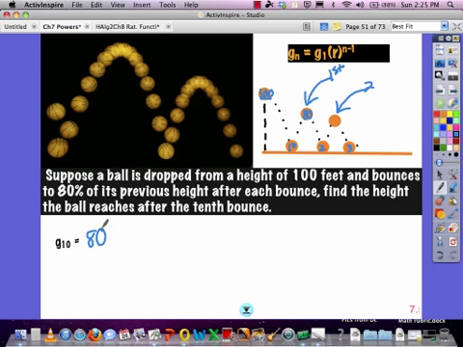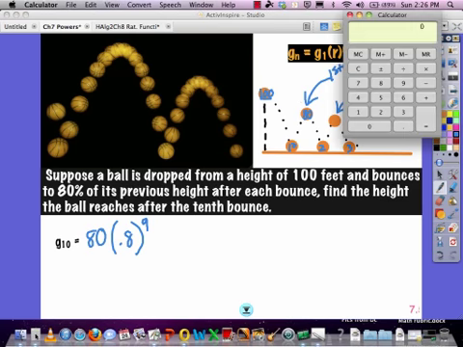And since it says find the height the ball reaches after the 10th bounce, that'd be like saying first term should be after the first bounce, after the second bounce, after. So we've got an 80 for G sub 1. Then we know our multiplier is 0.8, standing for the decimal that 80% represents. And then at n minus 1, we've got our 10. 10 minus 1 is 9. So do the math, either with your calculator or not.